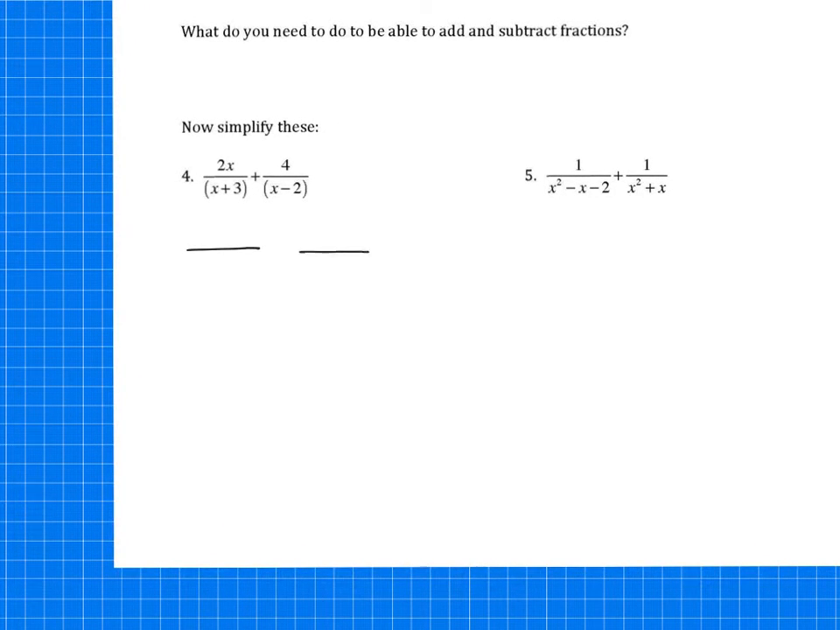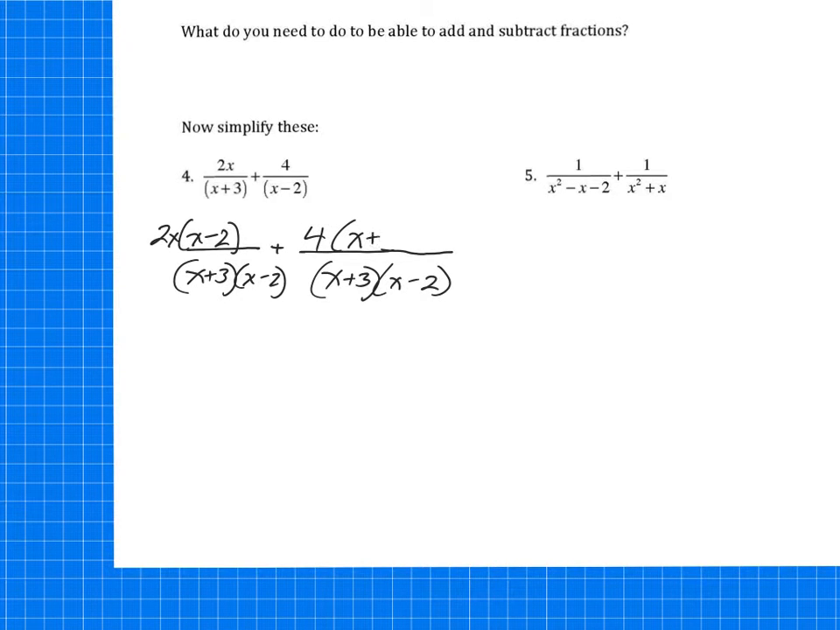So the denominator of each one is going to be x plus 3 times x minus 2. What am I going to have to do for that LCD? I need a factor of x minus 2 on the first one. So I've got 2x times x minus 2 plus 4, and then I've got plus 4 times x plus 3.